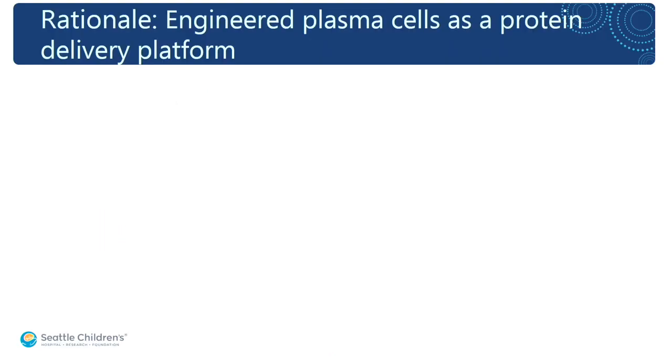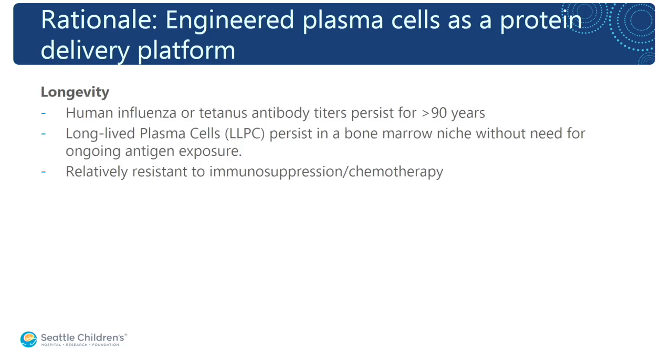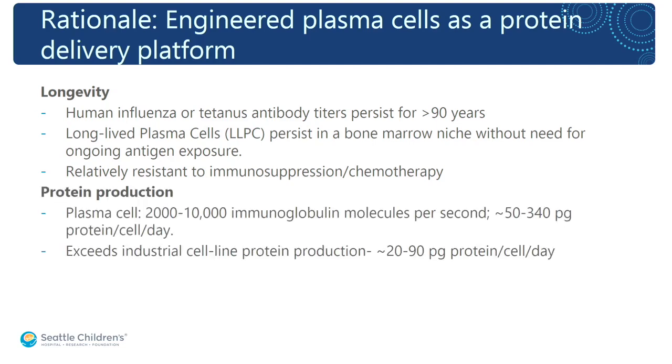So the idea about plasma cells is these are one of the longest lived immune cells in the body, right? So we know that when we get immunized with tetanus, we can have tetanus titers for up to 90 years, right? So this is a very long-lived population. They live in the bone marrow in a very specific niche. And these cells are protein factories.